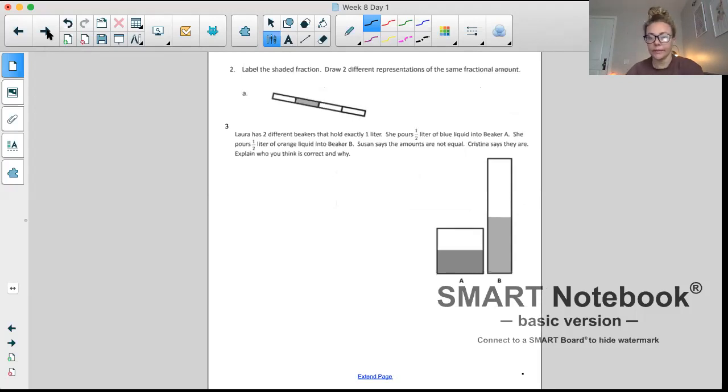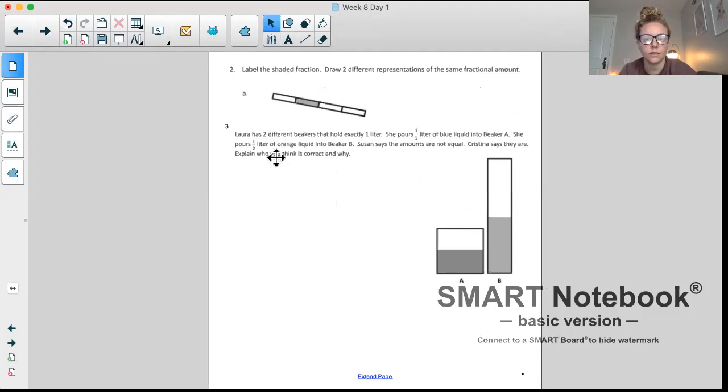This says 2A. There's not a 2B. So it looks like there should be, there's not. Label the shaded fraction, draw two different representations of the same fractional amount. Okay. You might need more space than that. Let me move this.